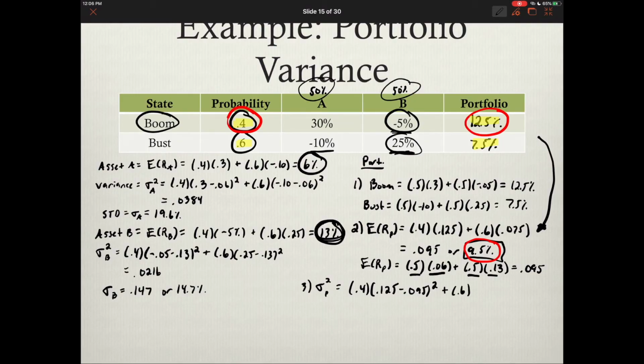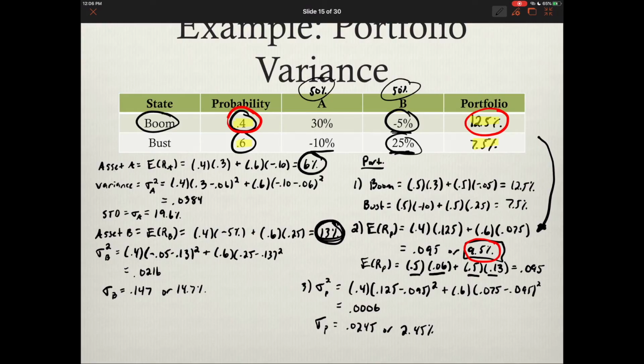Add to it then the squared difference in a bust economy. So a 60% probability of a bust economy. In the bust economy, we have a 7.5% return on the portfolio minus the expected return overall of 9.5%. We square that difference, and we end up getting a variance of the portfolio equal to 0.0006. Taking the square root of that to calculate the standard deviation, we get a standard deviation equal to 0.0245 or 2.45%.